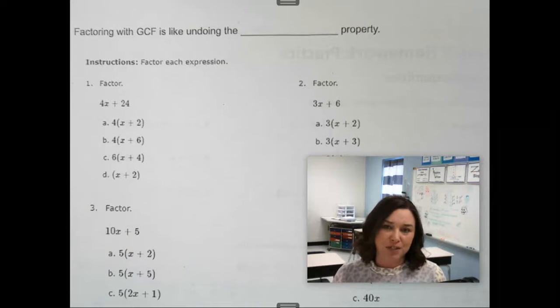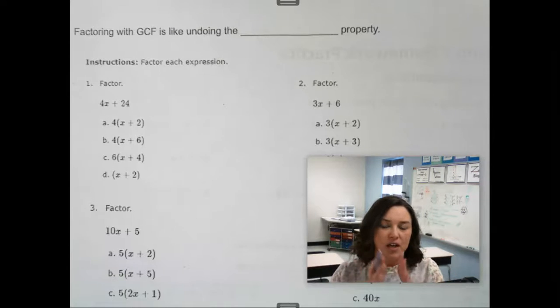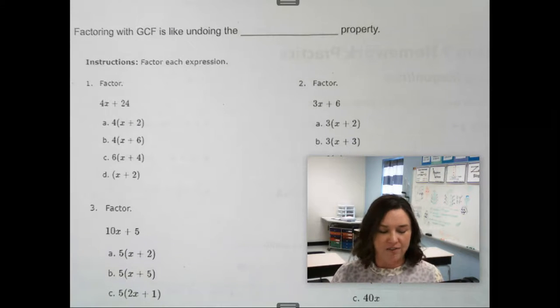When you get to algebra in high school, you're going to do a lot more complex factoring. So this is one of the easier types of factoring that we have. It's the only one we're going to look at here in 7th grade.